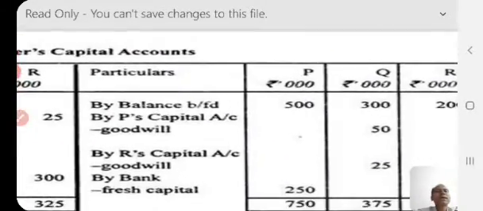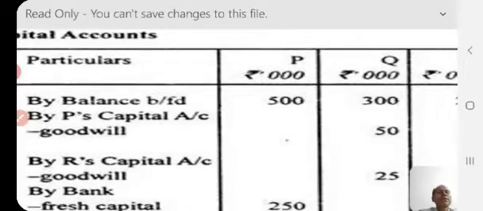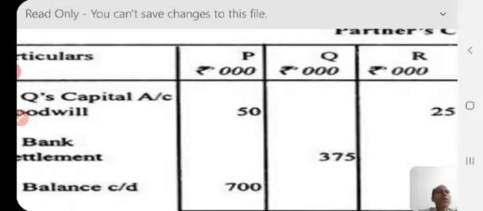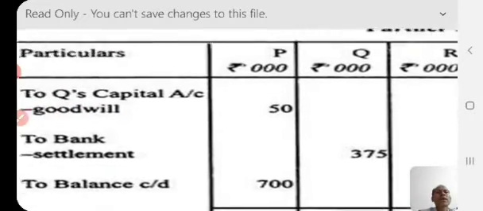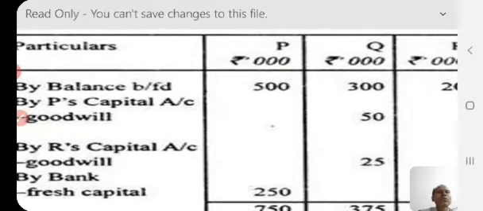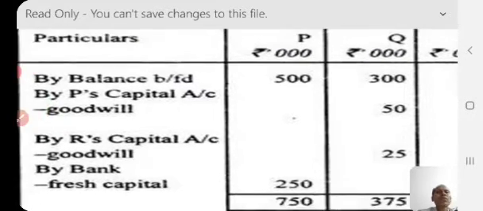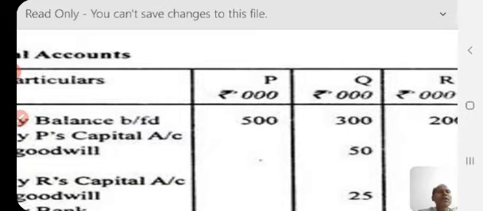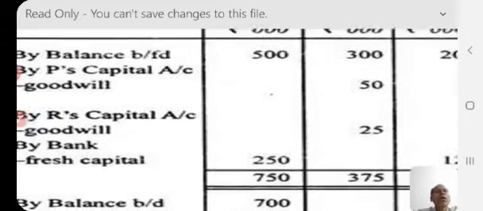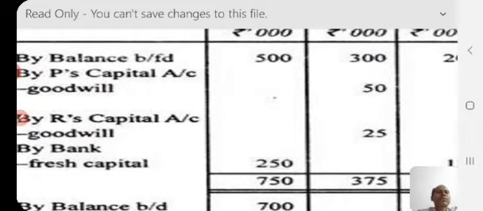Now, see again this. So this is the goodwill. In R's capital account, Q capital 50 and R capital 25. Here also this is the goodwill of Q, goodwill from P 50,000 and from R 25,000. Clear?